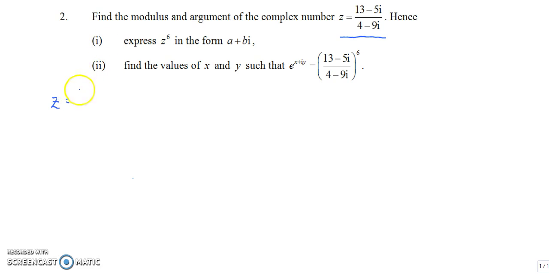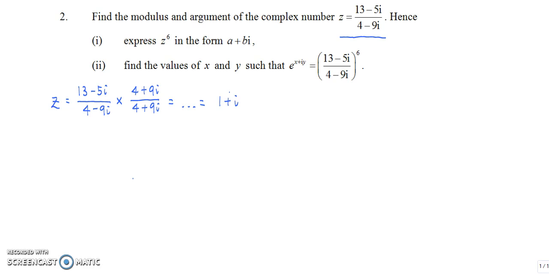As you can see, complex number z is rather complicated. So finding the modulus and the argument of it would be quite difficult if we do not attempt to simplify this complex number. One of the ways that we can simplify it is to multiply the numerator and the denominator by the conjugate of 4 minus 9i, which is 4 plus 9i. Then we simplify it, and we get 1 plus i, which looks much simpler to us.